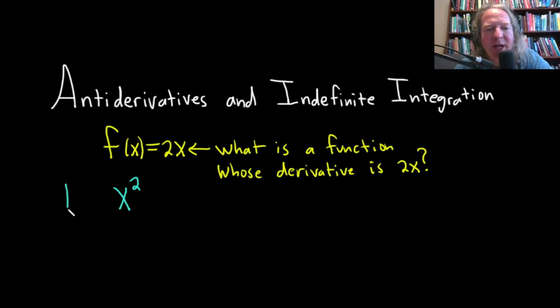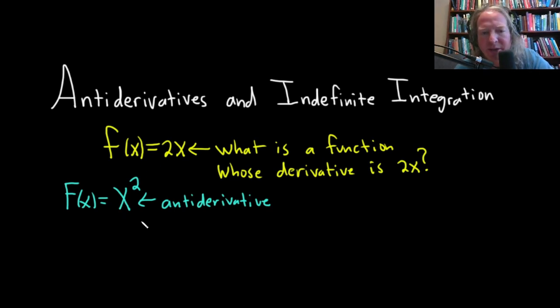I'm going to give this a name. I'm going to call it big F of x. And this is an example of what's called an antiderivative. So we would say that x squared is an antiderivative for 2x, because the derivative of x squared is equal to 2x. So the thing is, there's other possible answers.